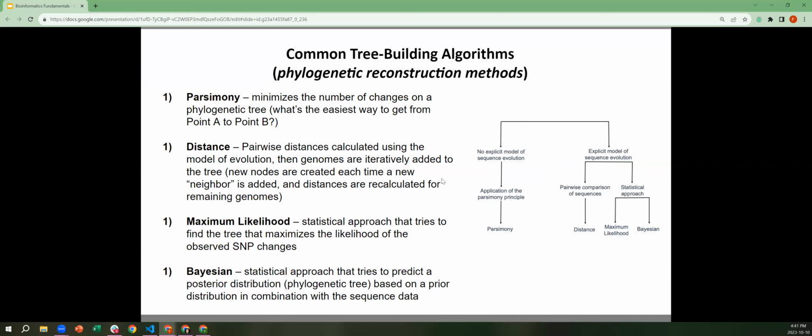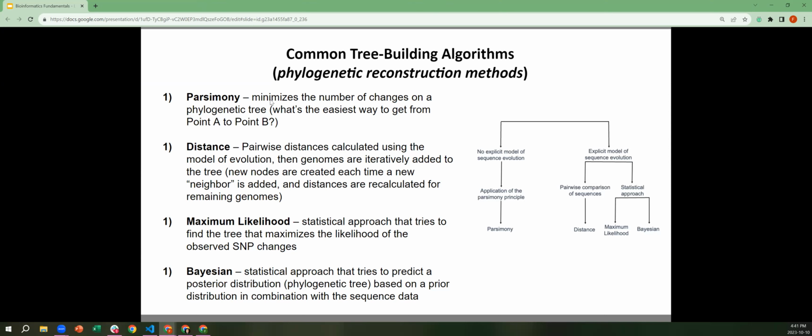So let's just touch on several tree building algorithms. Just for awareness, no one needs to actually understand the math behind all of these unless you plan to start implementing some of these, which if you do, please reach out. We would love to work with you.